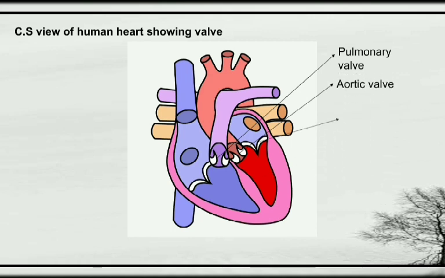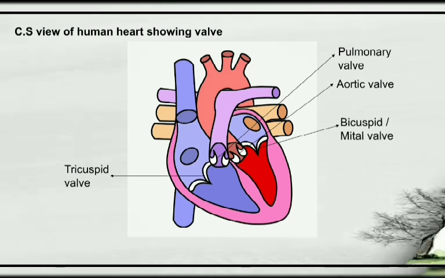Okay, between the auricle and ventricle on the left side, you see one valve is present. This is called the bicuspid or mitral valve. Between the right auricle and right ventricle, a valve is present. This is called the tricuspid valve. Remember the valves because they are most important, and later we will see their function.